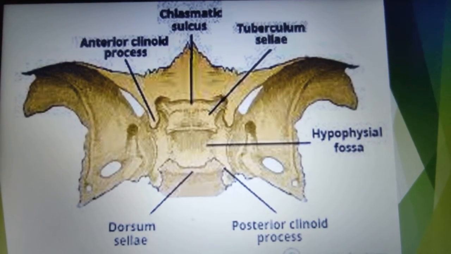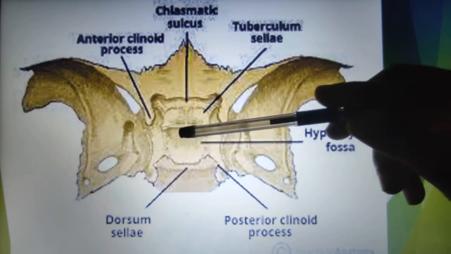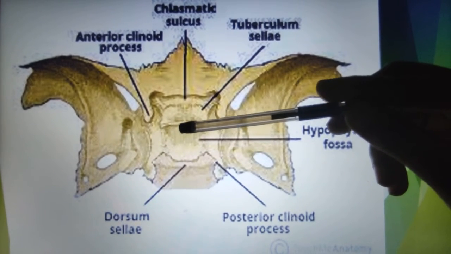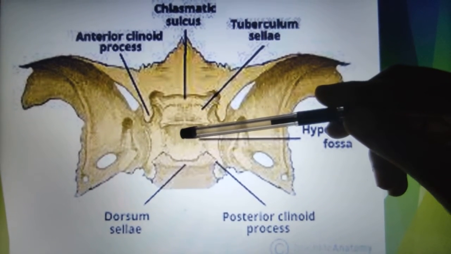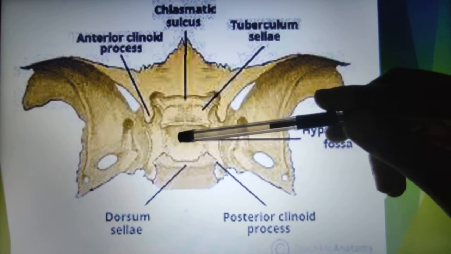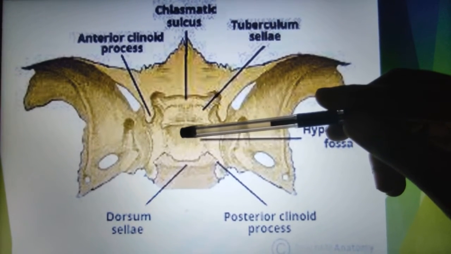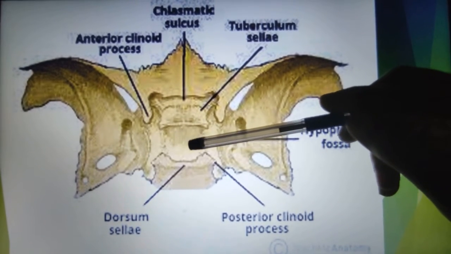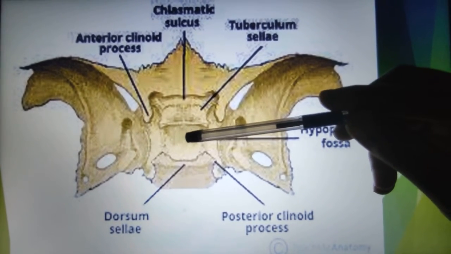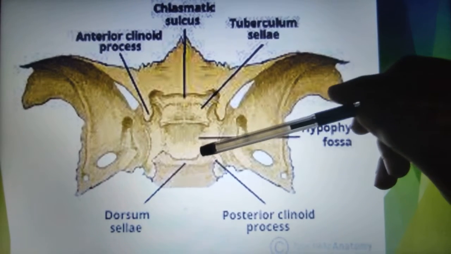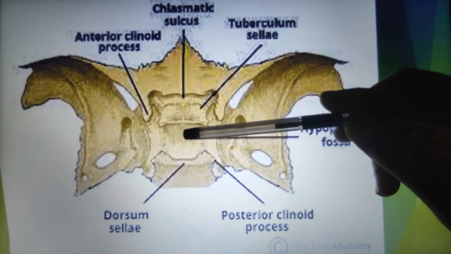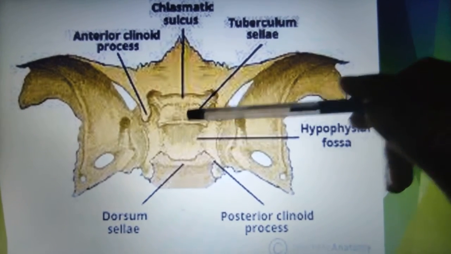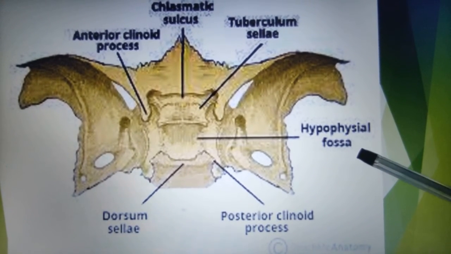Okay, clear? Next, moving to another feature, this is the sella turcica. Sella turcica is the depressed area behind the tuberculum sellae. It is shaped like a Turkish saddle and therefore it is named sella turcica. The hypophyseal fossa is the deepest part in it. It lodges the pituitary gland. That's why it is known as the hypophyseal fossa.